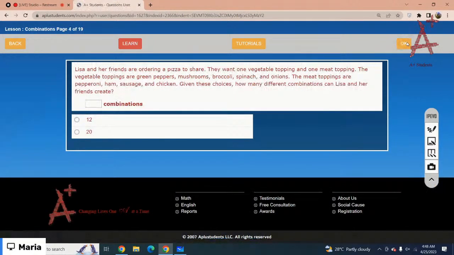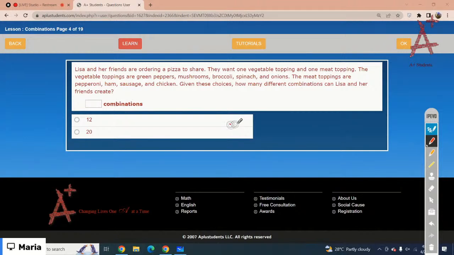The next one is Lisa and her friends are ordering a pizza to share. They want one vegetable topping and one meat topping. So for the topping they have two options. One meat and one vegetable. One vegetable and one meat.